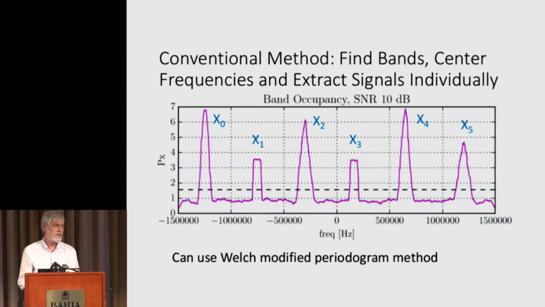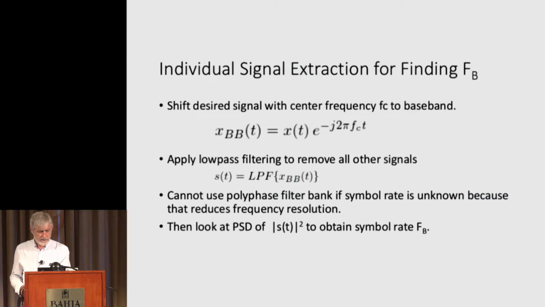So for example, if you want to take a look at signal X5, which is on the right-hand side, and at the bottom you see the frequency in hertz, this is probably at about 1.2 megahertz or so. We would basically shift that down by 1.2 megahertz by multiplying it by a complex exponential. And then we would use a low-pass filter and then use that signal. I think there is a picture for that here. So the shifting is the first thing, then the low-pass filtering.